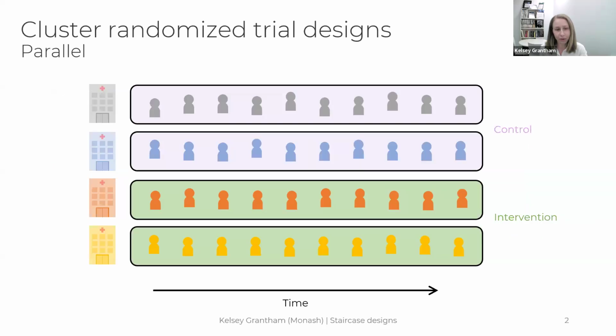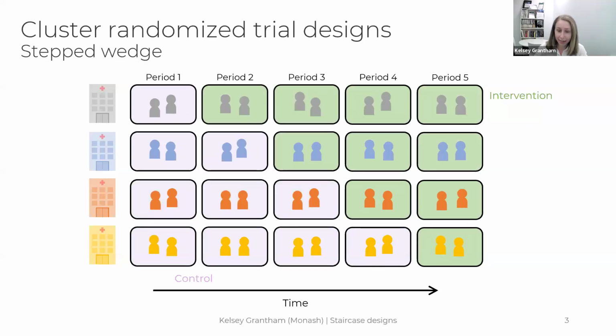There are different possible cluster randomized trial designs. The simplest is a parallel design where half of the clusters are randomized to the control and half to the intervention. But this design is not particularly powerful in some settings, meaning we would typically need to involve a lot of clusters and participants in order to detect an intervention effect. And in many settings, it's also not very appealing since half of the clusters would never get to implement the intervention.